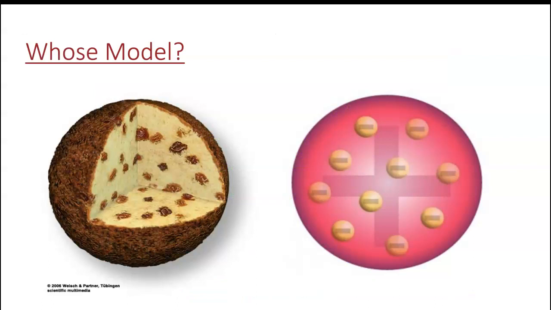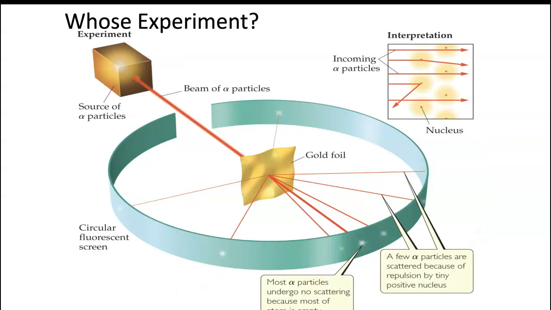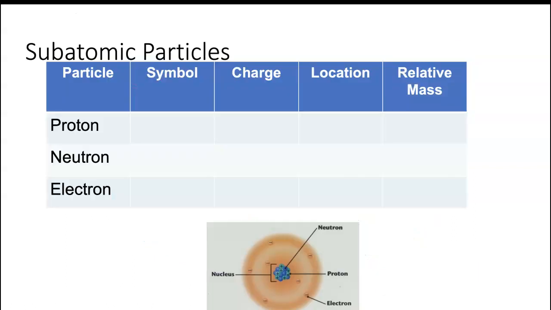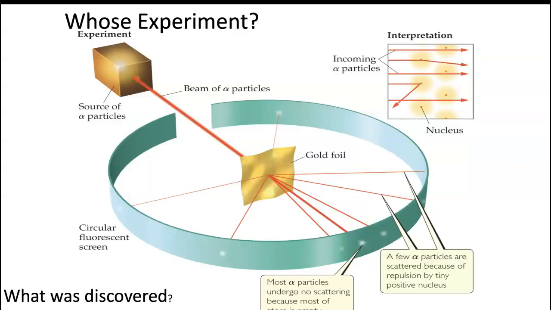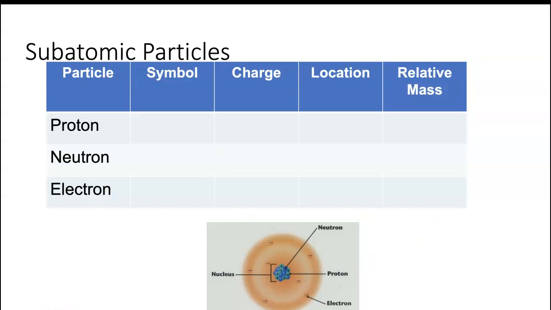All right, whose model would you say this is? Hopefully you were thinking that's Thomson's model. That looks like plum pudding. How about whose experiment? That is Rutherford's experiment. And what did he discover? Of course, he discovered the nucleus.